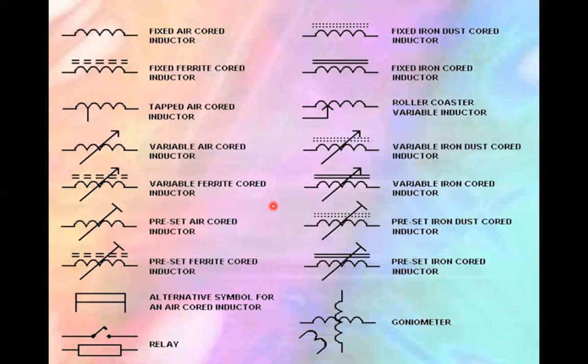These are the symbols we can see here, showing how the symbols for different types of inductors are made: fixed air core inductors or fixed ferrite cores, tapped air, variable air core, variable ferrite. Here you can see the fixed iron dust core inductors with the dotted two lines, and fixed iron core inductors. This is a roller coaster variable inductor. So these are all the symbols for different types of inductors for our electronic applications.